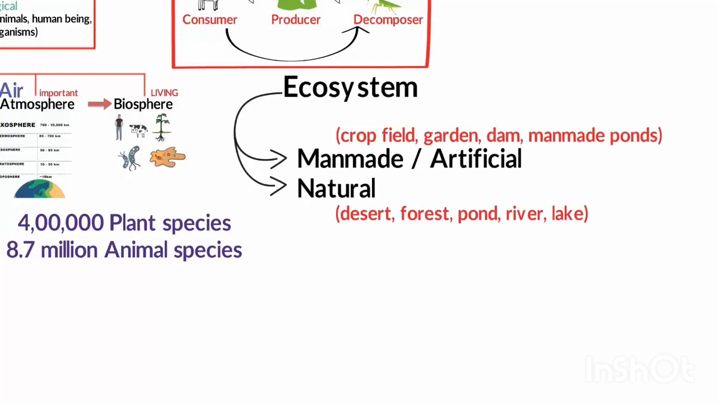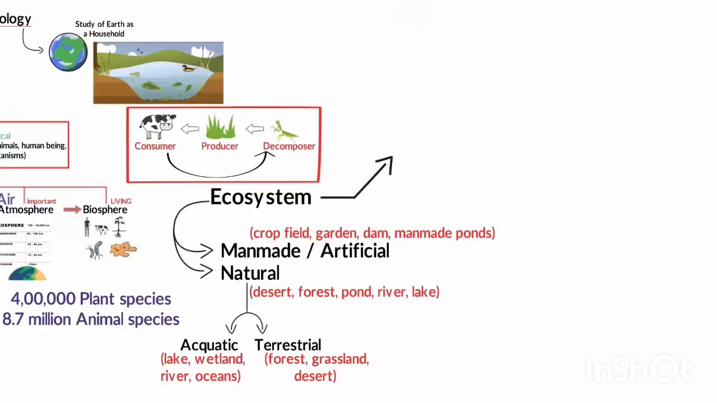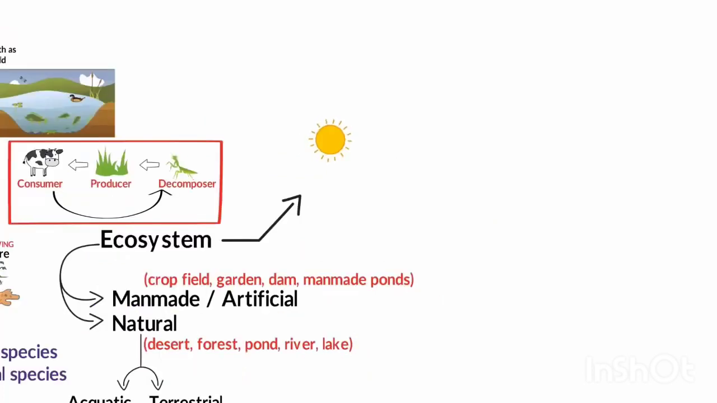The natural ecosystem is further divided into two types, that is aquatic ecosystem and terrestrial ecosystem. Under aquatic, we have the lake, wetland, river, oceans. And under terrestrial ecosystem, we have forest, then grassland, then deserts, etc. Let's quickly understand how the ecosystem works. So basically, life is based on energy, right? On Earth, the sun is the primary source of energy.